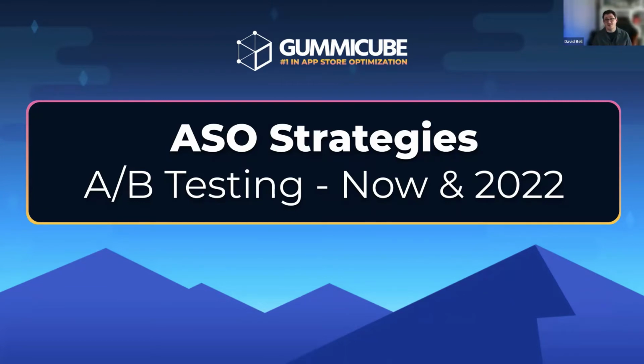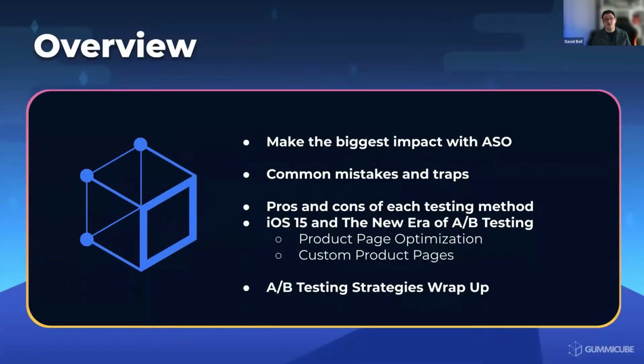And today we're going to talk about ASO strategies and A/B testing now and in 2022. To start, we want to make sure that everyone's testing to have the biggest impact with App Store optimization. We're going to talk about some common mistakes and traps that we've seen people falling into and making over the last year. We'll discuss the pros and cons of each testing method that's out there, and there are a few of them. And we'll also look at iOS 15 and the new era of A/B testing that is upon us now with Apple releasing their exciting new A/B testing features and platform.